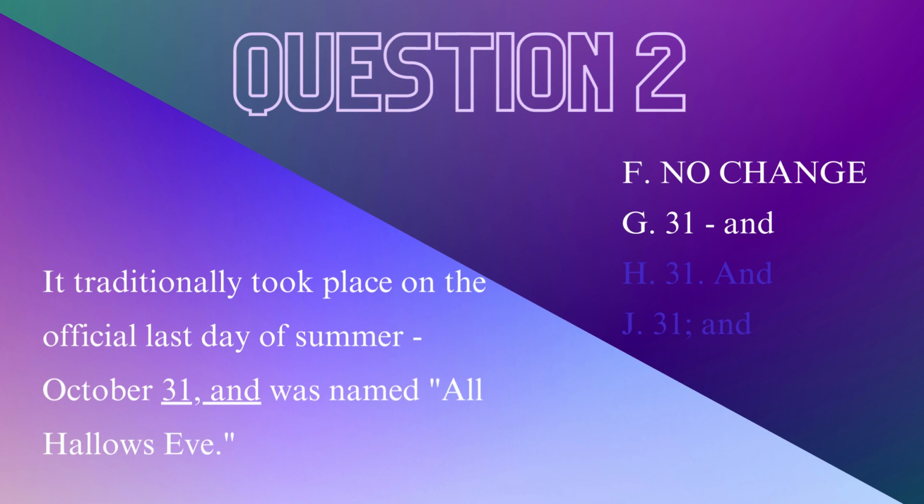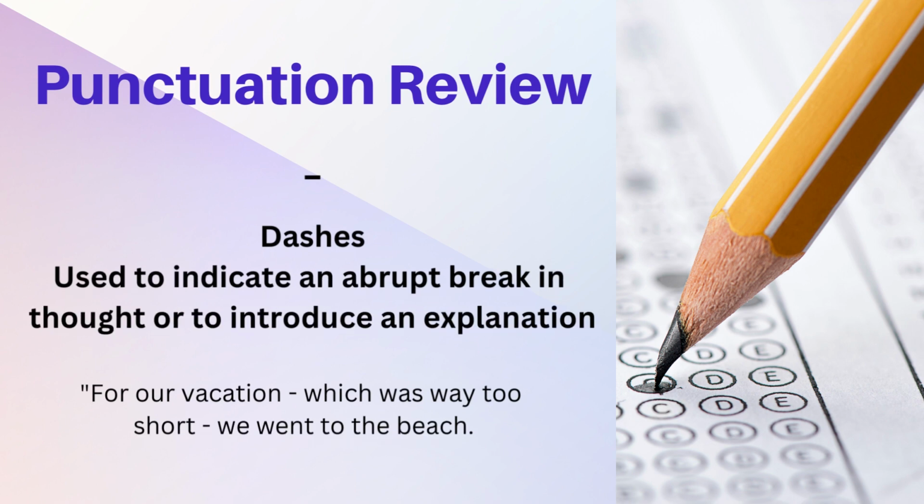Okay, so what are the rules for dashes? So a dash is used to indicate an abrupt break in thought or to introduce an explanation. We usually use it when we're interjecting some extra additional information. It's not essential to completing a sentence. So look at this example. For our vacation, which was way too short, we went to the beach. Okay, so look at what's in between dashes, which was way too short. So those dashes are used to indicate we're kind of interrupting the flow of that sentence with just a little bit of extra information about that vacation. What about our vacation? Well, it was way too short.